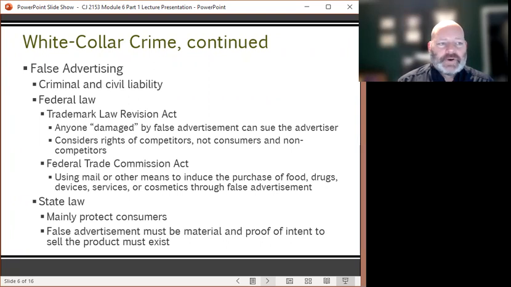Some states have false advertising laws as well, and these are mainly to protect consumers. In terms of state law violations, the false advertisement must be material and there must be proof of intent to sell the product to consumers.